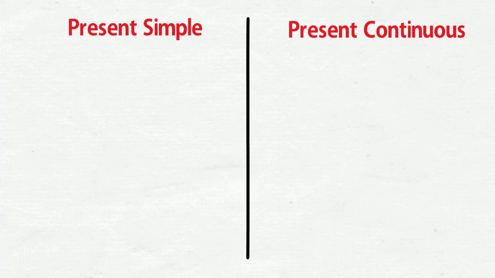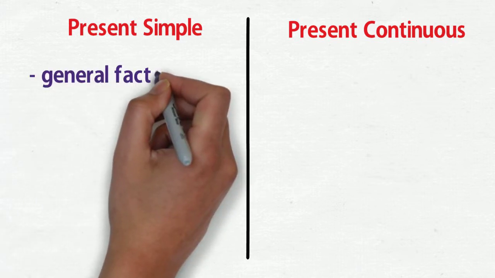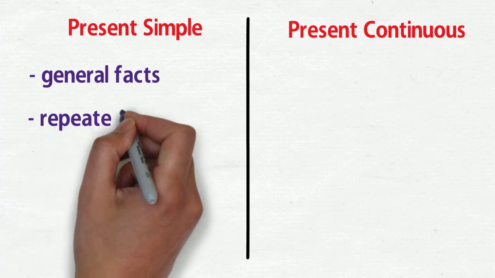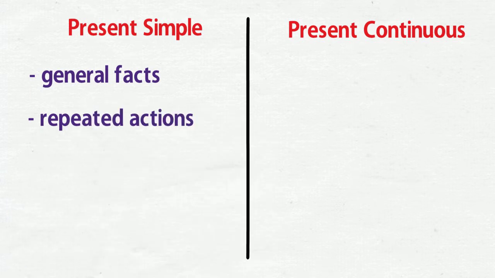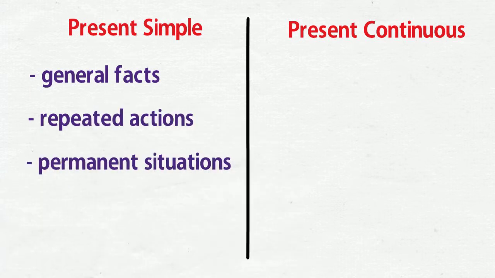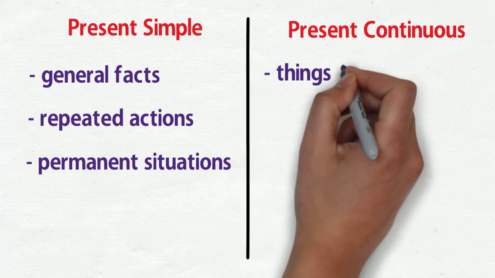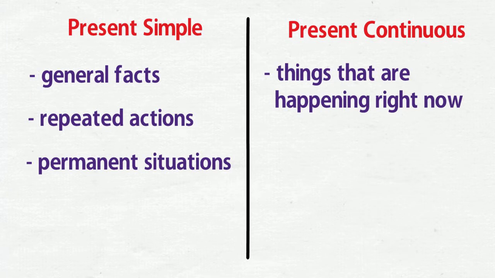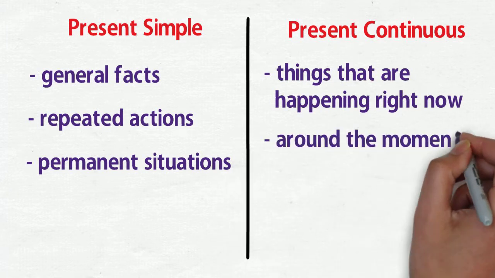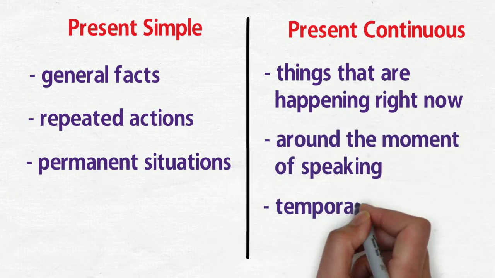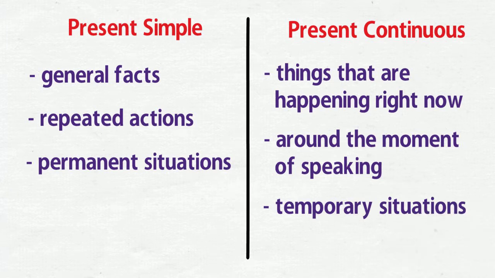We use present simple for general facts, things that are happening repeatedly, and permanent situations. Whereas we use present continuous for things that are happening at the moment, things that are happening around the moment of speaking, and temporary situations. And those are the basic differences between present simple and present continuous.